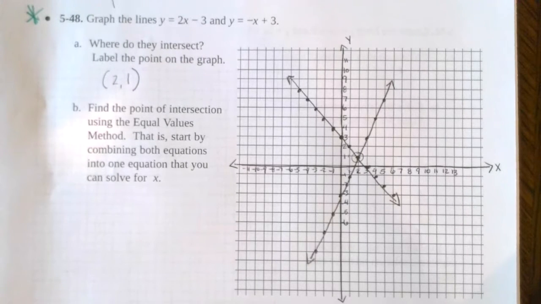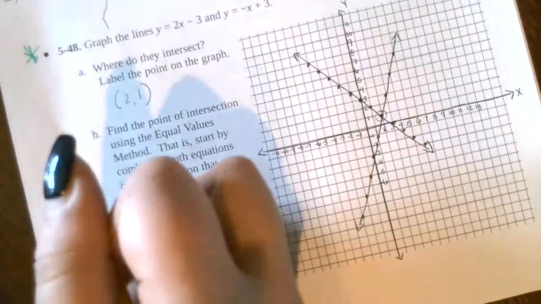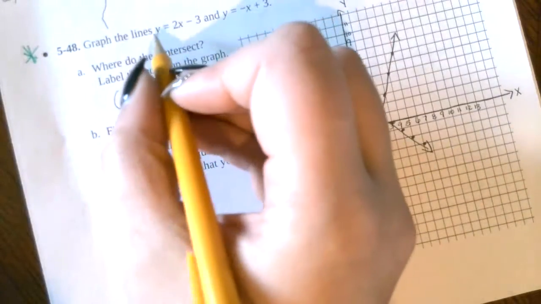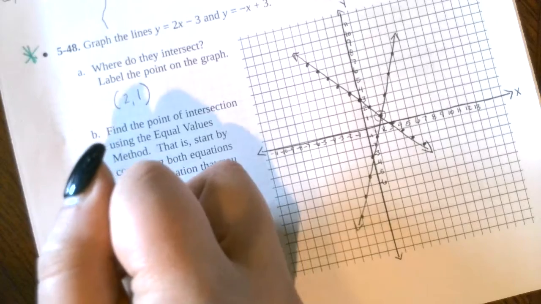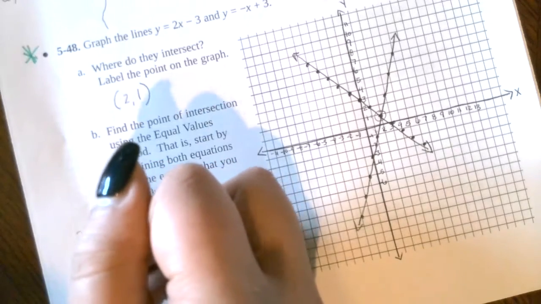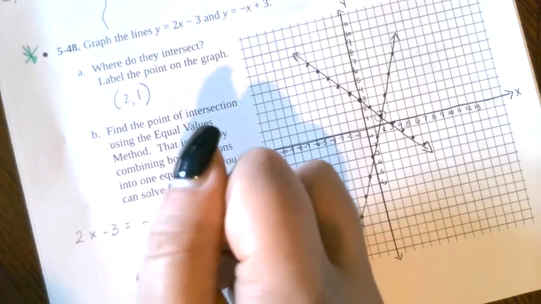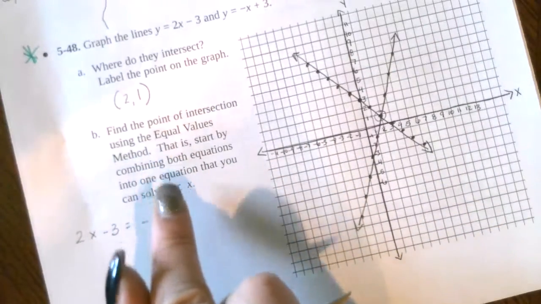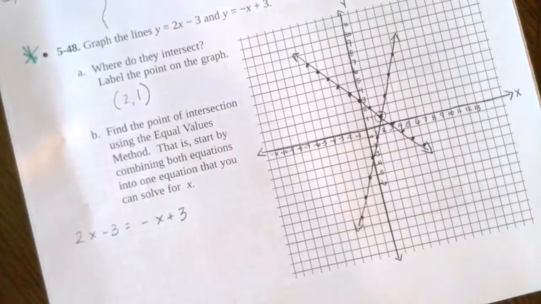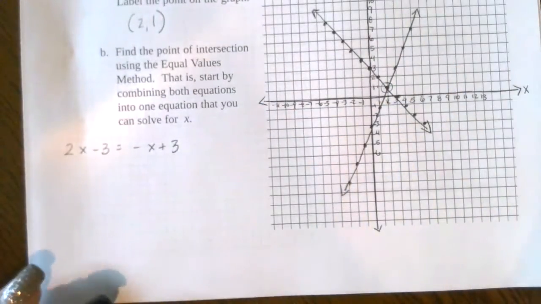So that's using more of the algebra equation. Let's start by combining both equations into one equation so that you can solve for x. So what that looks like is we basically are taking these two equations and we're taking the y off. So we're going to put them equal to each other. So 2x minus 3 equals -x plus 3. Okay, making equal values means making them equal, setting them equal to each other. And then we solve for x.